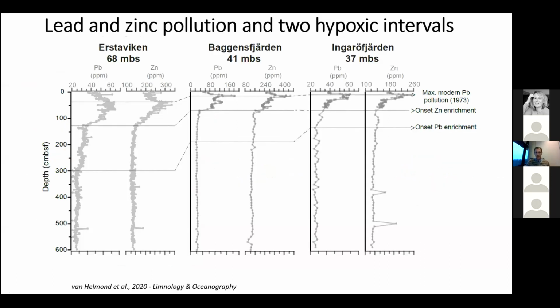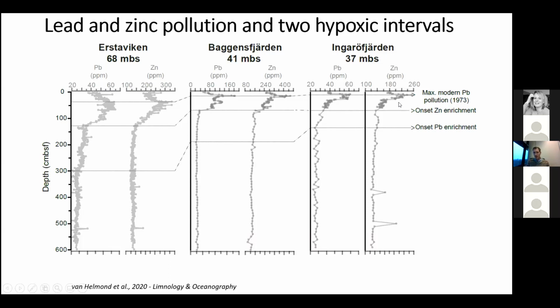So here we first look at human or anthropogenic indicators, and two very good indicators for that are the trace metals lead and zinc. We see very nicely here a pattern appearing with the onset of lead pollution around 3 meters in the deepest core, and somewhat shallower in the other cores. And then we also see the start of zinc enrichment, and we see a maximum in lead pollution, and that's correlated to the use of leaded fuel from the 70s onwards.